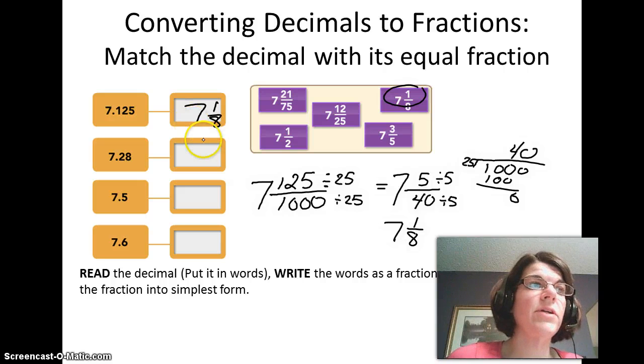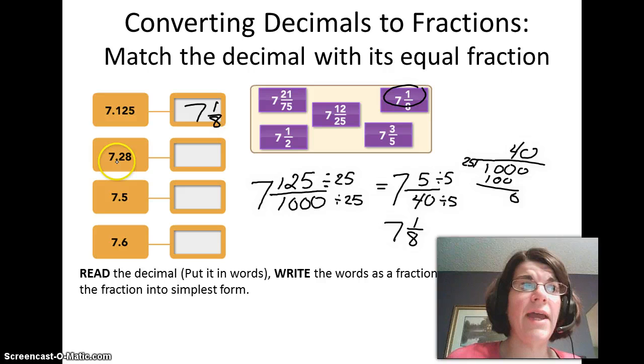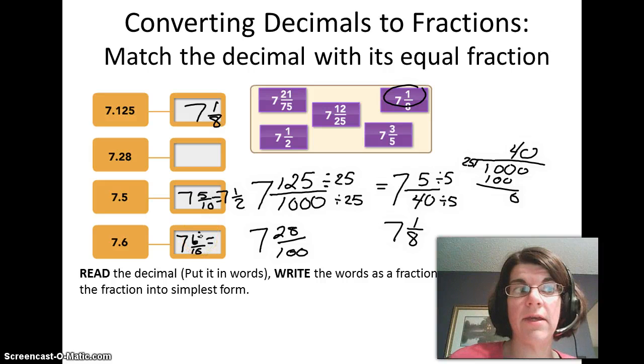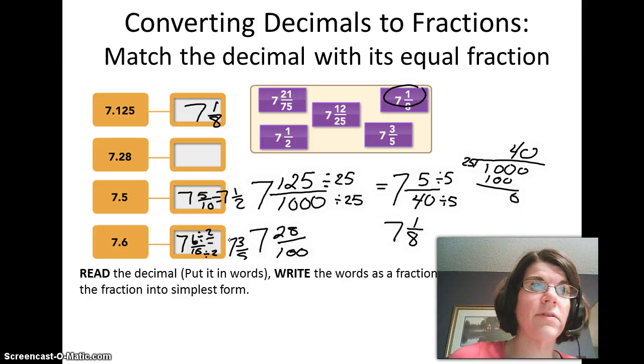Okay, so let's look at the second one. We have 7 and 28 hundredths. So we're going to write 7 and 28 hundredths, and again then you would reduce it down. This would be 7 and 5 tenths. 7 and 5 tenths reduces down to 7 and 1/2. Okay, and then we have 7 and 6 tenths. And we can divide 6 and 10 by 2. So we get 7 and 3/5.